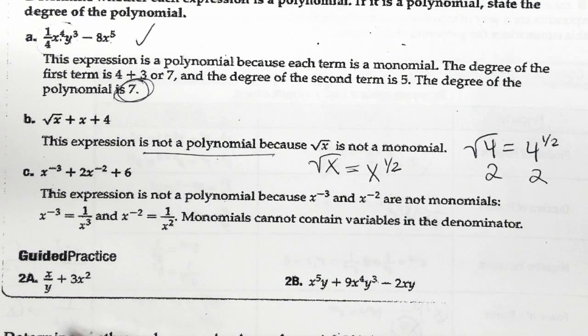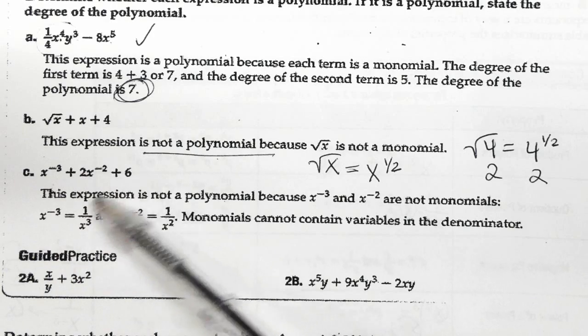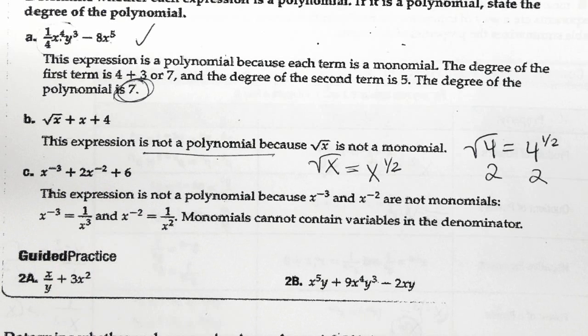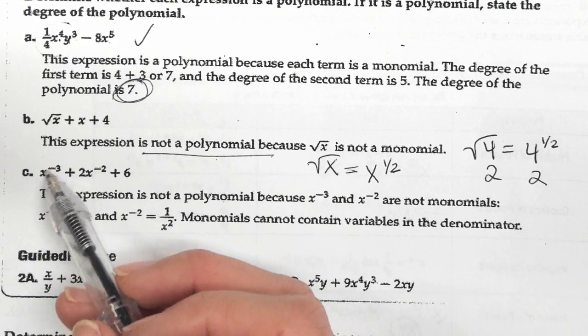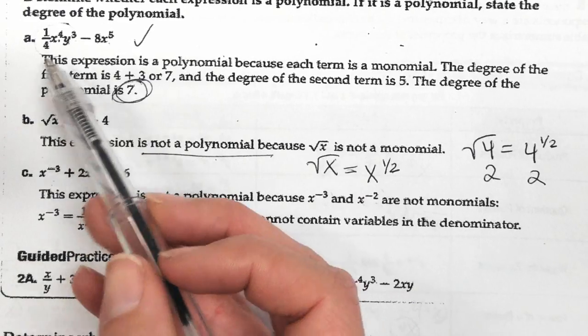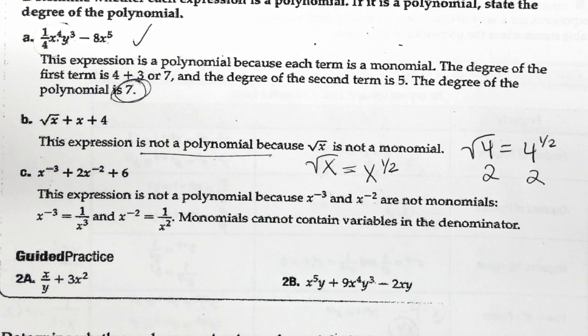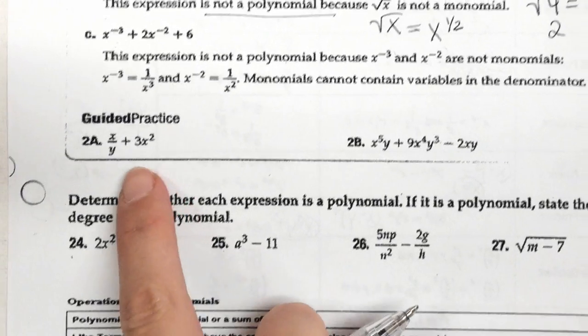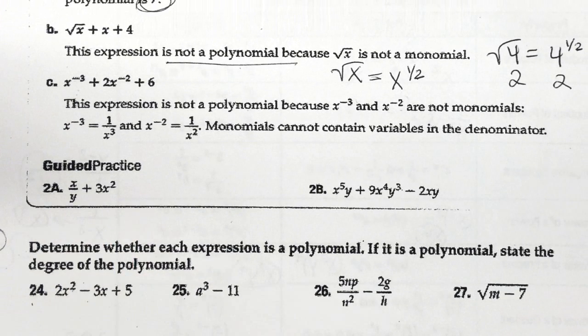Okay, next one. Can this one be a monomial or a polynomial? No. Because it has what? Negative exponents. Very good. Can you repeat that? Yeah, this cannot be a polynomial because of the negative exponents. Your exponents in all terms have to be positive and whole numbers. Okay, so for 2a, let's look at this one. Any thoughts on whether this is a polynomial or not?